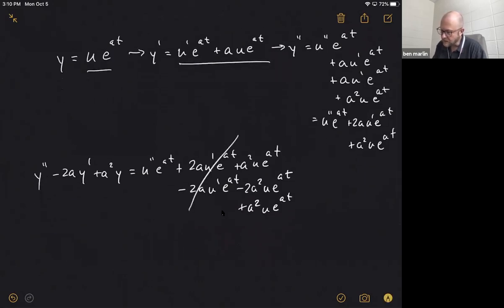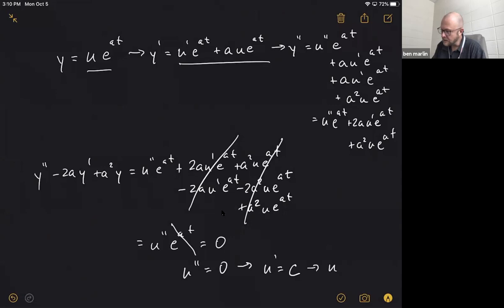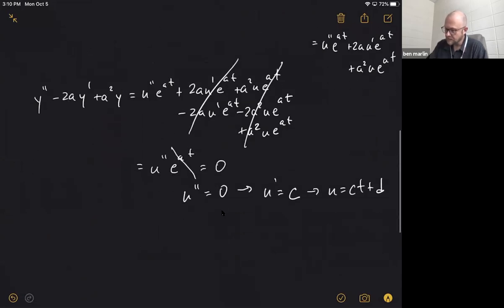But first we see that this cancels out and this cancels out. So that means we've got u double prime e to the at, which we need to set equal to 0. Now, e to the at cannot be 0, so we can just divide by it and cancel it out. And we have u double prime equals 0. If you integrate that once, u prime has to be some c. If you integrate it again, u has to be some ct plus d, okay?